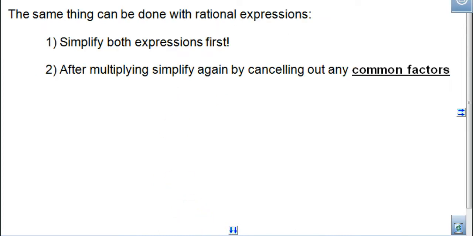We can do the same thing with rational expressions, but step number 1, we should get into the habit of simplifying both expressions first. This is going to make our jobs a lot easier for some of the questions. And then after multiplying, we can simplify our final answer again, just like I simplified the previous answer, and we do that by canceling out any common factors that may now exist.